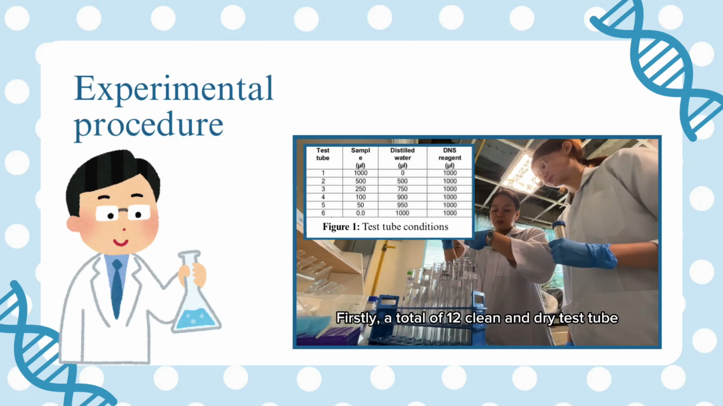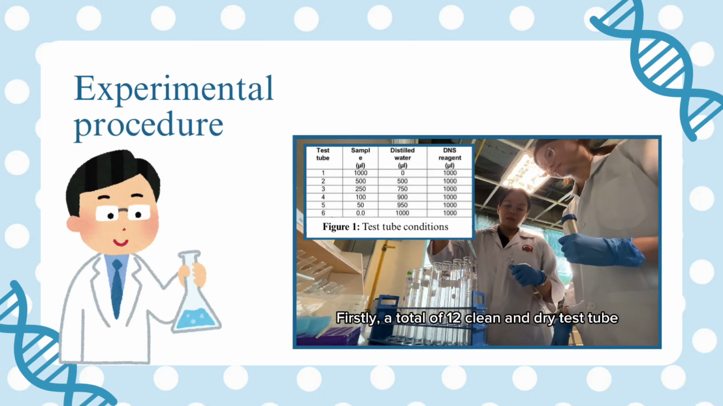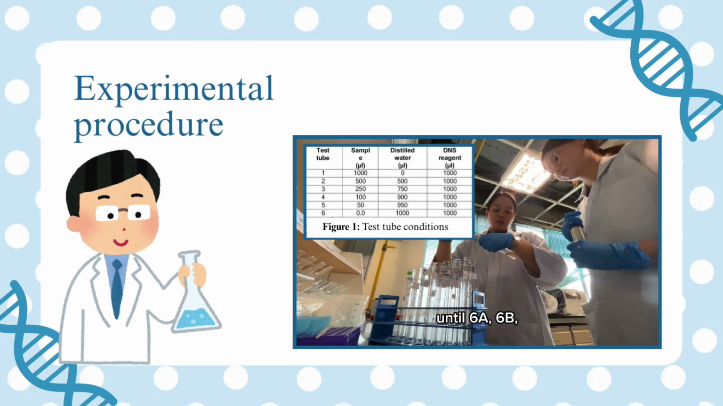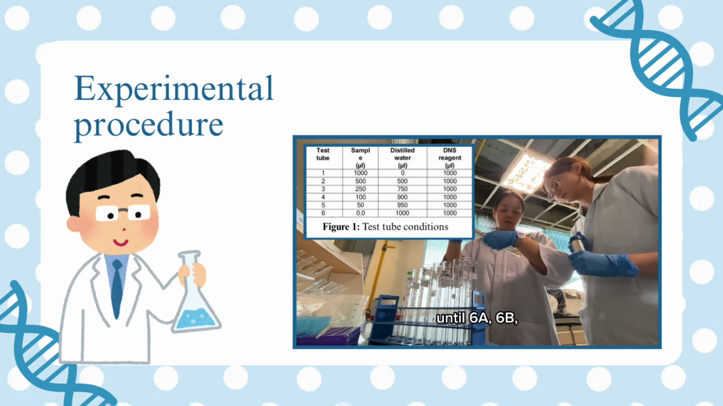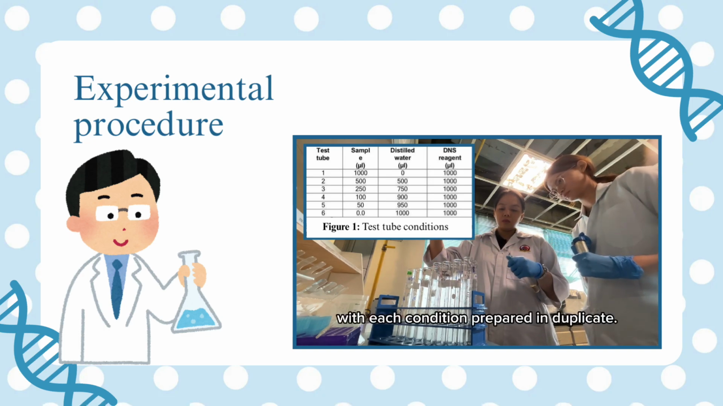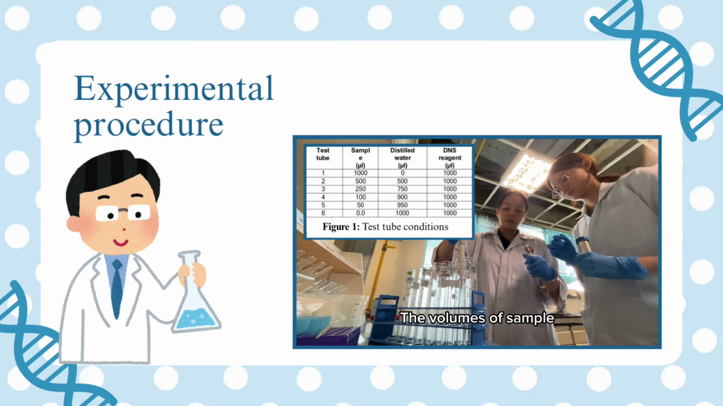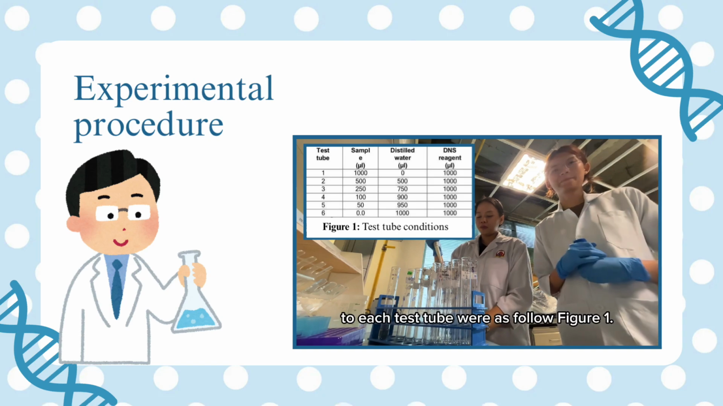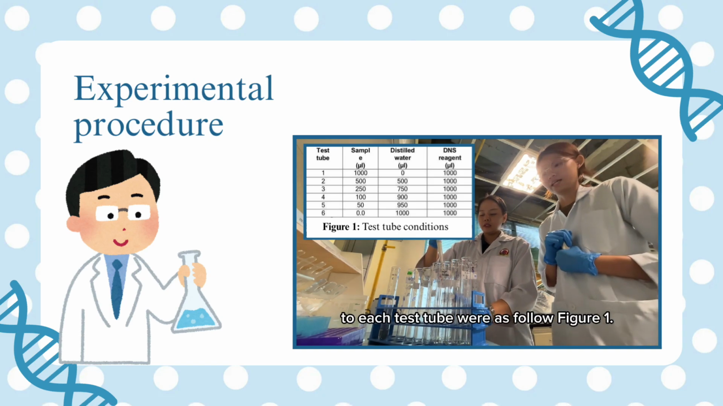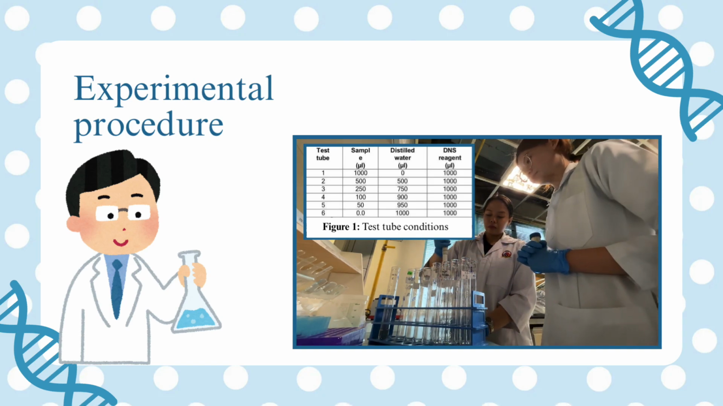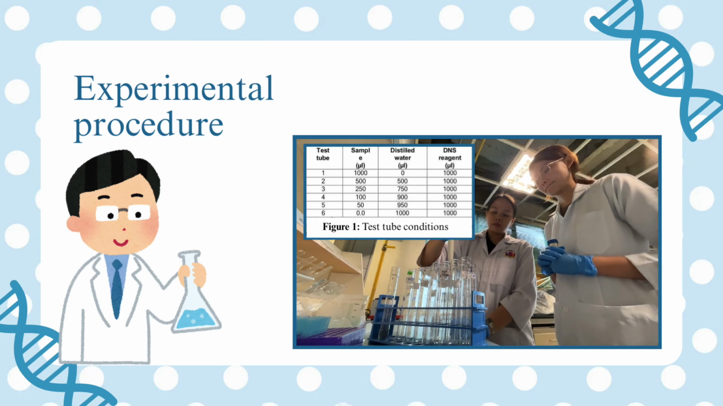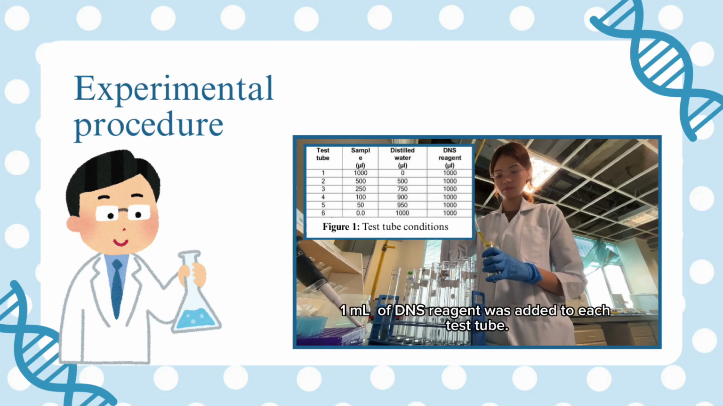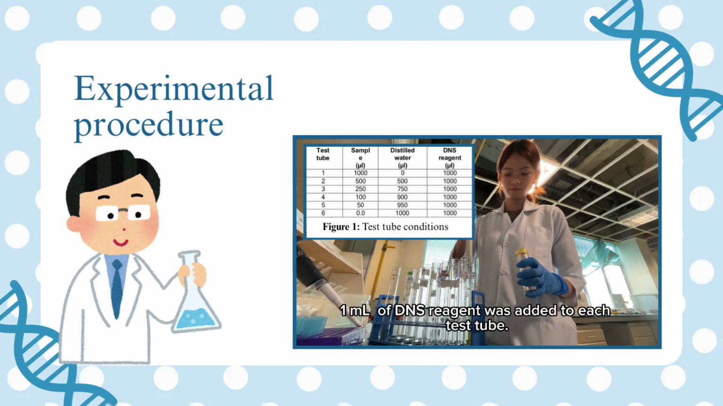Firstly, a total of 12 clean and dry test tubes were prepared and labeled as 1A, 1B, 2A, 2B until 6A, 6B, with each condition prepared in duplicate. The volumes of sample solution and distilled water added to each test tube were as follows. Figure 1. Next, 1 milliliter of DNS reagent was added to each test tube.